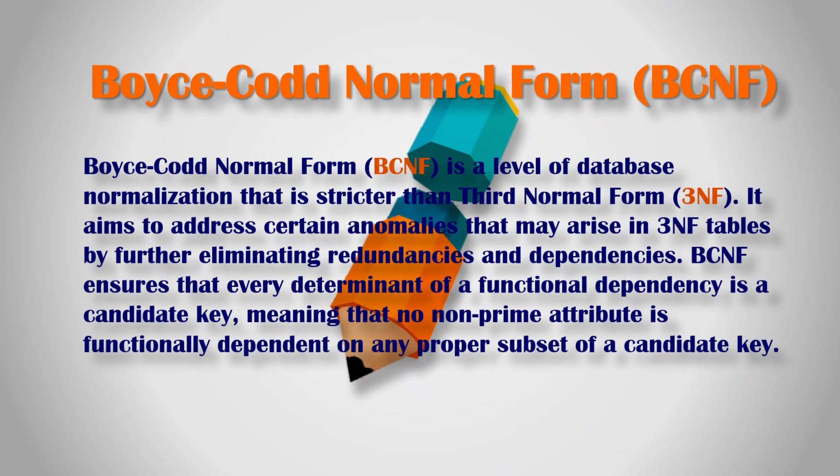Boyce-Codd normal form, BCNF, is a level of database normalization that is stricter than third normal form, 3NF. It aims to address certain anomalies that may arise in 3NF tables by further eliminating redundancies and dependencies. BCNF ensures that every determinant of a functional dependency is a candidate key, meaning that no non-prime attribute is functionally dependent on any proper subset of a candidate key.